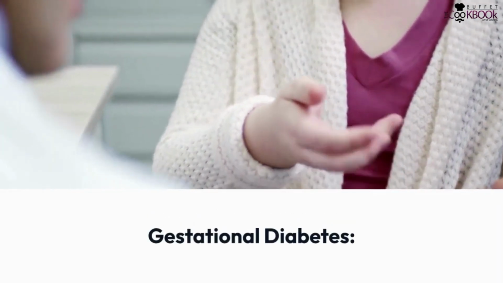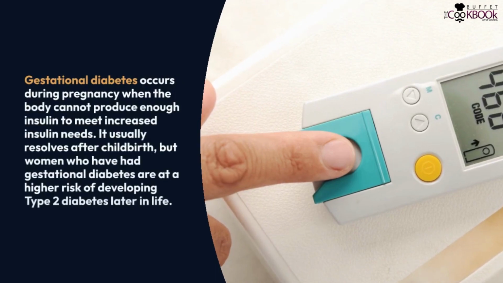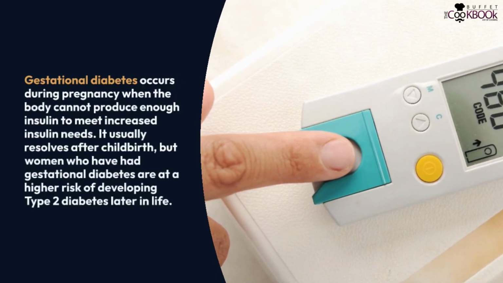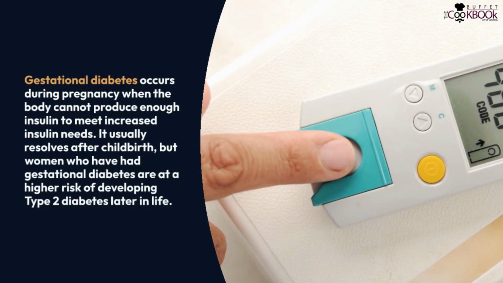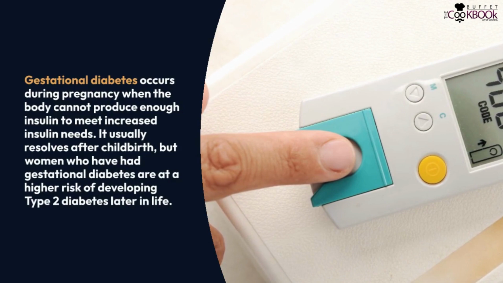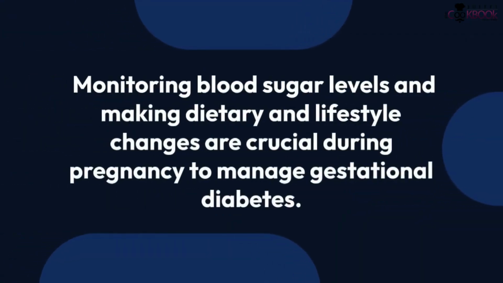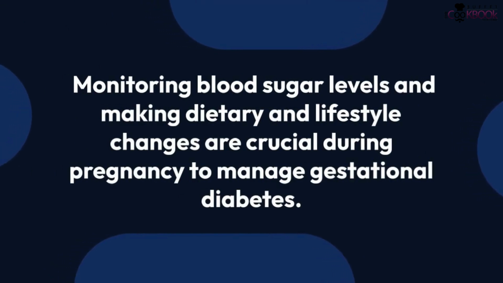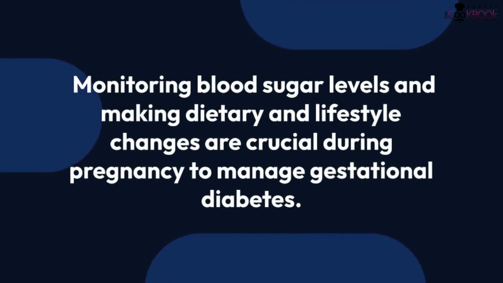Gestational diabetes. Gestational diabetes occurs during pregnancy when the body cannot produce enough insulin to meet increased insulin needs. It usually resolves after childbirth, but women who have had gestational diabetes are at a higher risk of developing type 2 diabetes later in life. Monitoring blood sugar levels and making dietary and lifestyle changes are crucial during pregnancy to manage gestational diabetes.